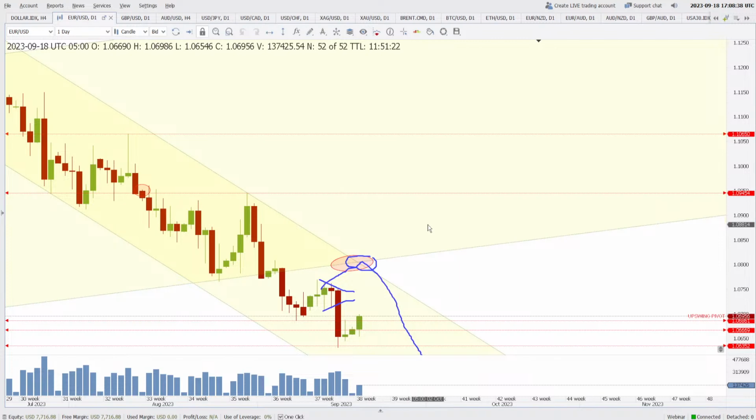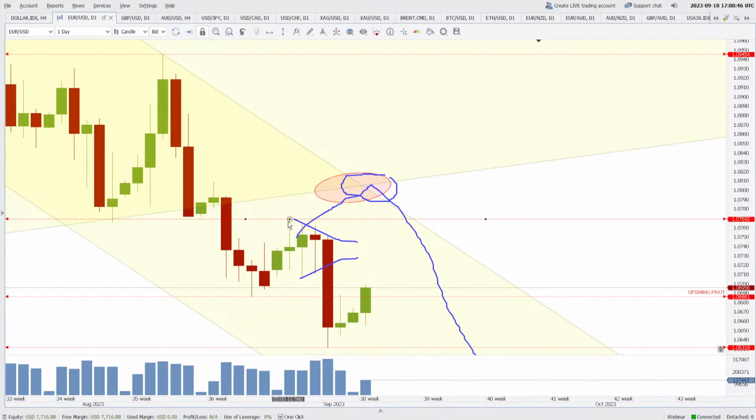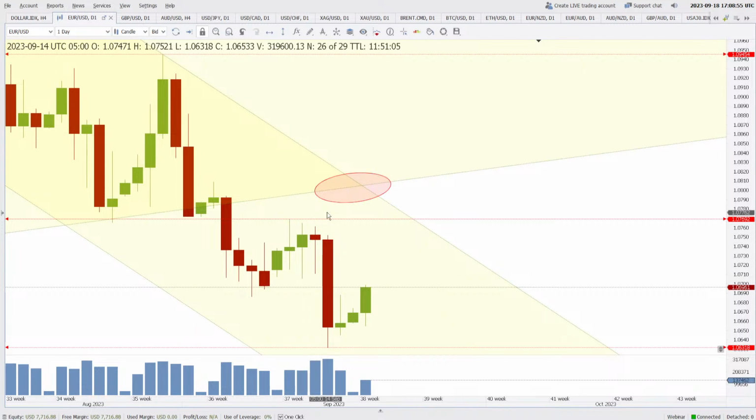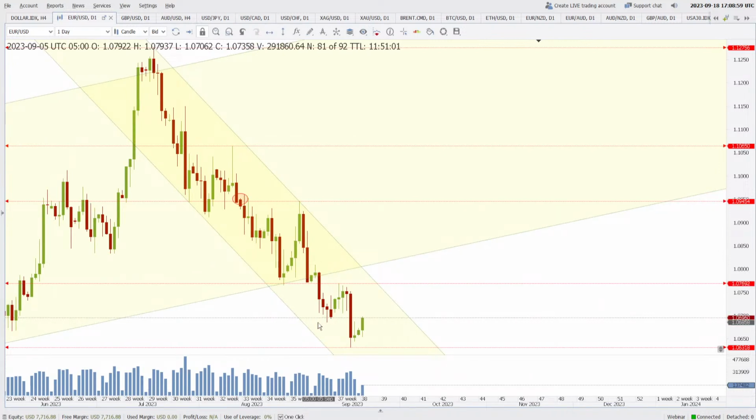If we talk about Euro, it has actually made a lower low, so now this becomes your support, and this high here becomes your resistance. What do we have here now? We have something like this. This is very important, guys. The price is making lower highs and lower lows.